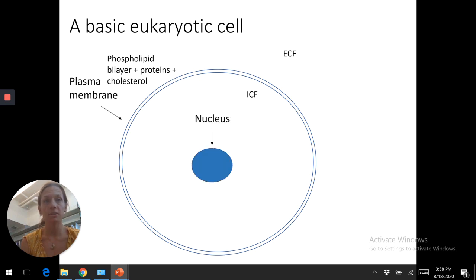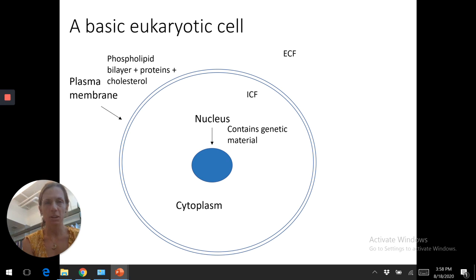Then we've got our nucleus. That's where the genetic material is stored inside of a eukaryotic cell. So DNA in the case of a eukaryote. So it contains genetic material, a few exceptions, but most eukaryotic cells have a nucleus.